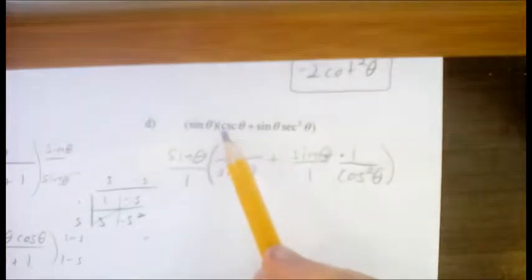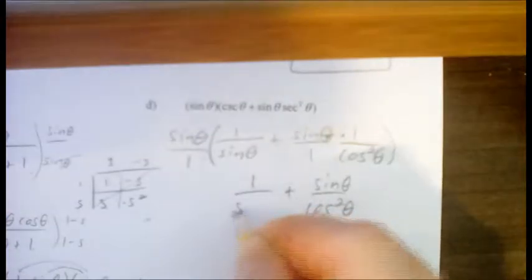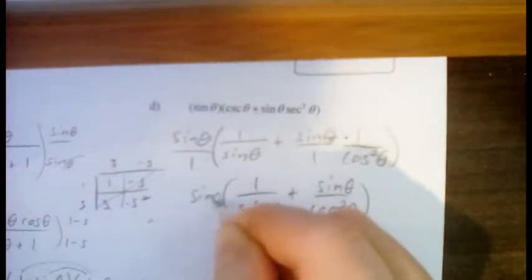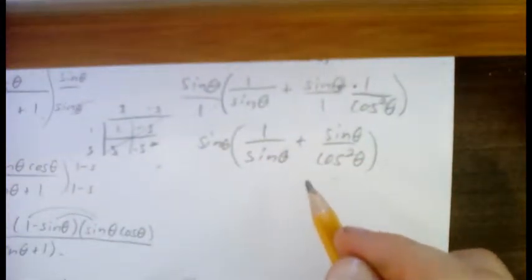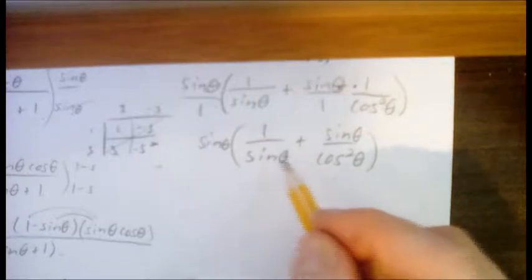You first bring down the sine, then cosecant becomes 1 over sine. Sine times secant squared is sine times 1 over cosine squared. So doing multiplication first, you'll get sine over cosine squared plus 1 over sine multiplied by sine.